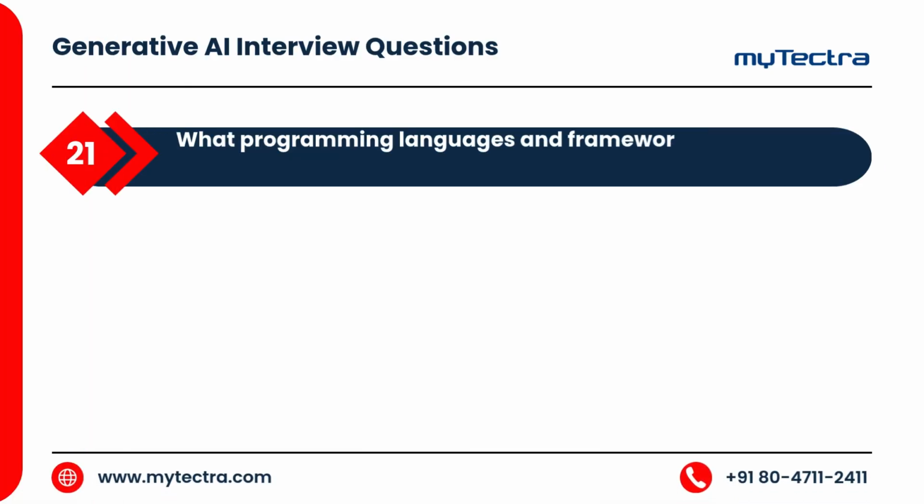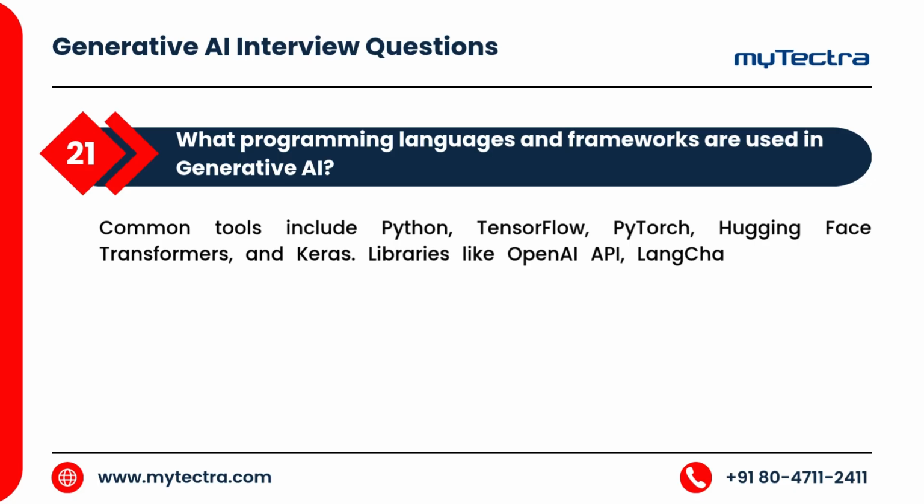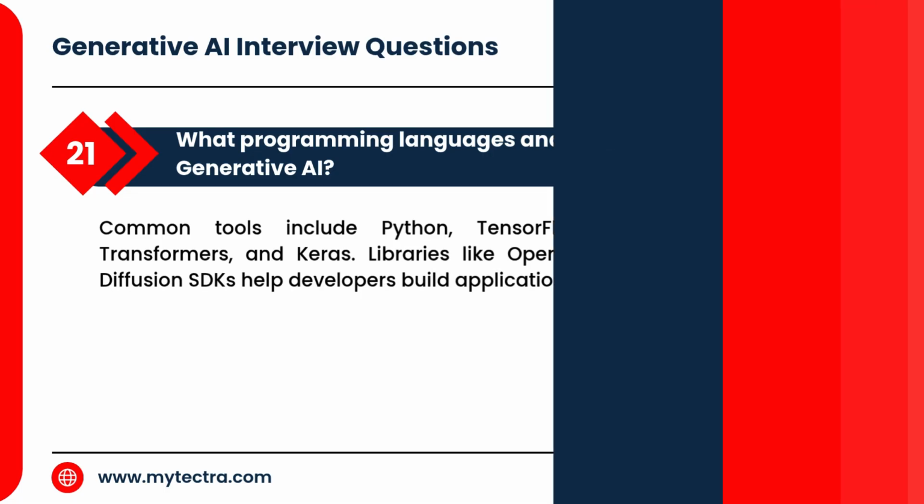What programming languages and frameworks are used in generative AI? Common tools include Python, TensorFlow, PyTorch, Hugging Face Transformers, and Keras. Libraries like OpenAI API, LangChain, and Stable Diffusion SDKs help developers build applications quickly.